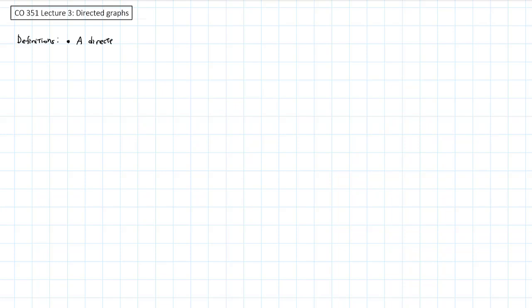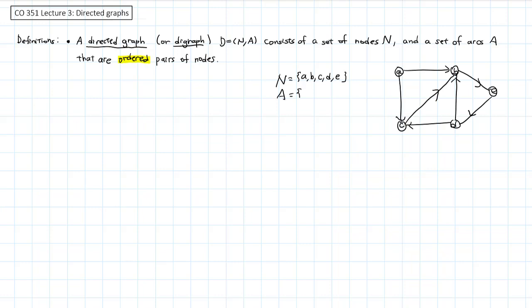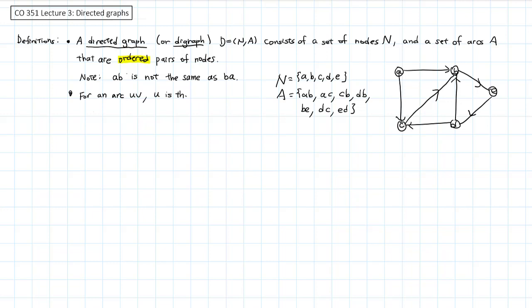A directed graph, or digraph, consists of a set of nodes N and a set of arcs A, and these arcs are ordered pairs of nodes. In this example, we have a directed graph with 5 nodes and 8 arcs. Note that since the arcs are ordered, AB is not the same as BA. Now for an arc UV, U is called the tail and V is called the head. And when we draw this arc, we represent it as an arrow pointing from U to V.